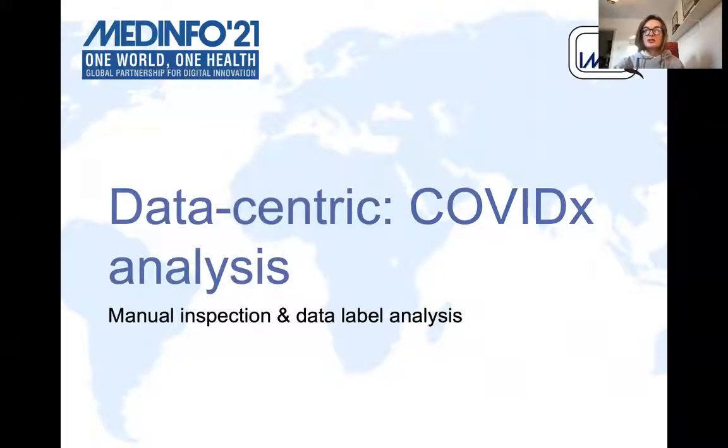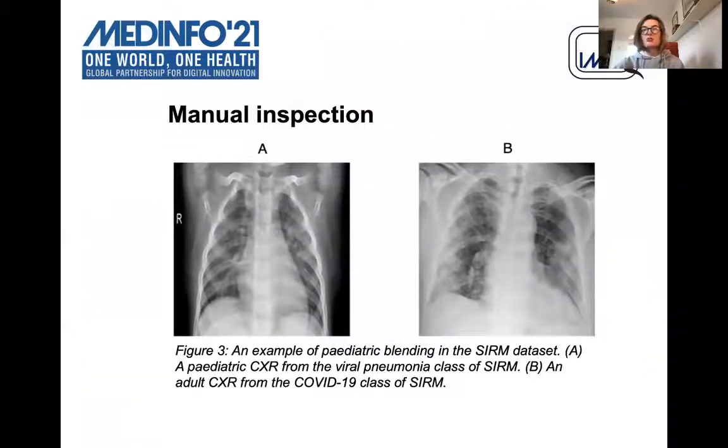Within our data-centric approach, we analyze COVID-X images through visual inspection, as well as through the mapping of COVID-X labels to original sources. Through manual review, we identified a number of potential sources of bias in the COVID-X dataset. CERM, which is a major contributor of COVID-19 images to COVID-X, blindly blends pediatric chest X-rays with adult images and is the only source of pediatric images within COVID-X.